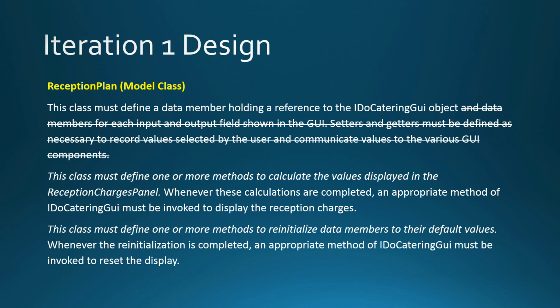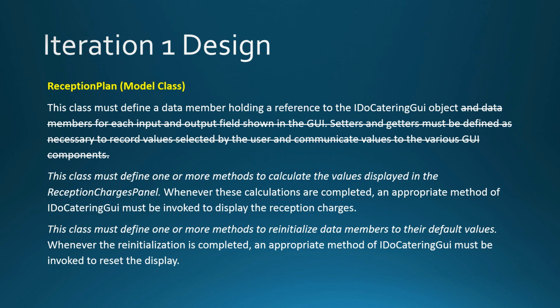So with respect to our model class reception plan, we're going to define a data member that does hold a reference to the iDoCatering GUI object. The next part of this sentence I have struck out. We're going to ignore that part of the design, save that for a future iteration. Below that, I have some sentences in italics. The ones in italics are ones we're going to partially implement in this iteration.